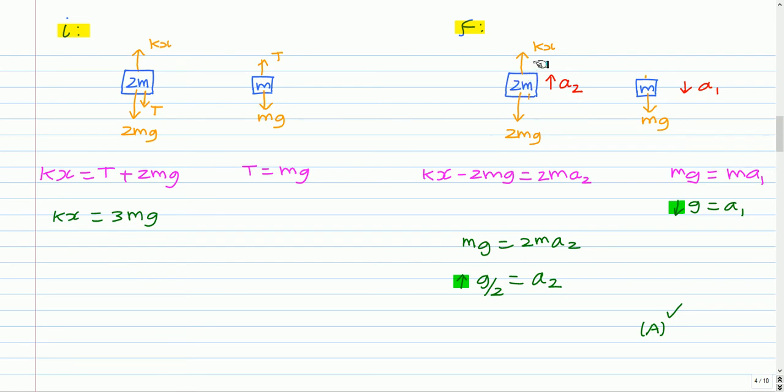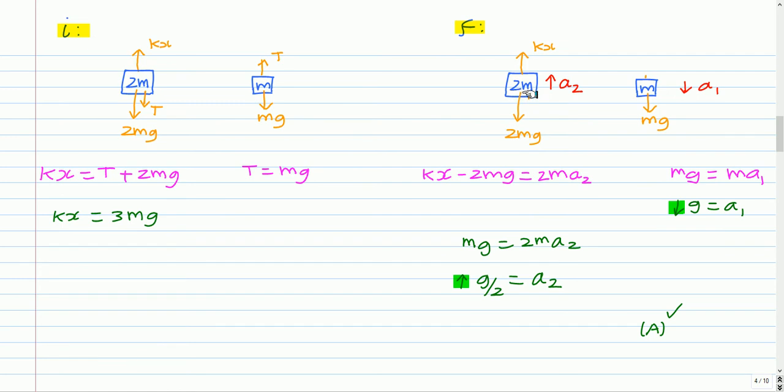The extension of the spring will not change drastically. That is the property of the spring. It acts like a cushion, so the length of the spring will not change drastically. So just after cutting, the extension will remain the previous value. So still the spring force will be kx, and the weight which is pulling it down is 2mg. Writing the equation for the small mass, we get mg equal to ma1. From there we get the acceleration of mass m as g downwards.